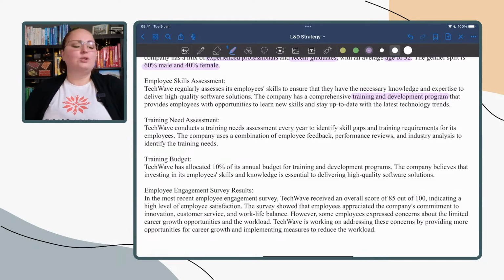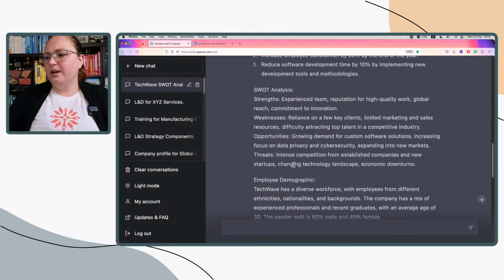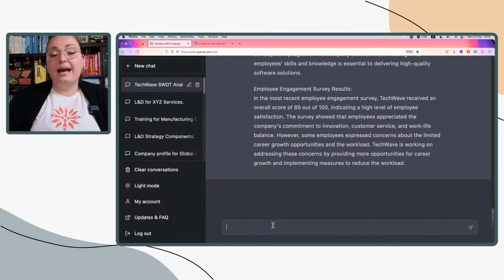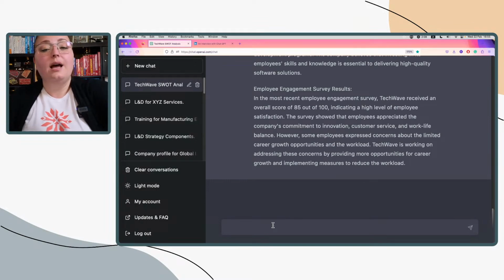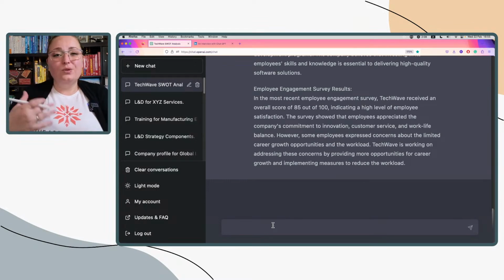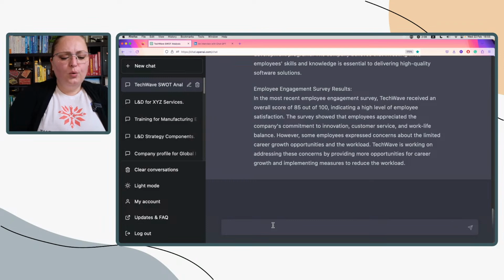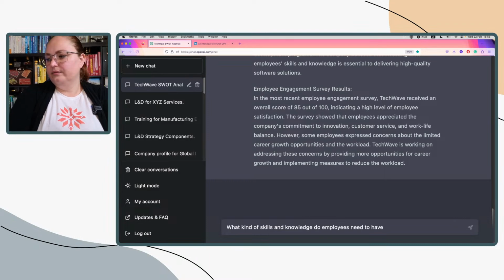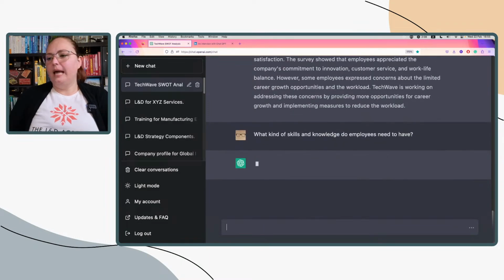Yeah, let's do that. Let's go back to ChatGPT here. And the good news is that you can absolutely use the same chat to continue the conversation around it. So what should I ask it? Well, what kind of skills and knowledge do employees need to have? Yeah, I think I'm happy with this prompt.